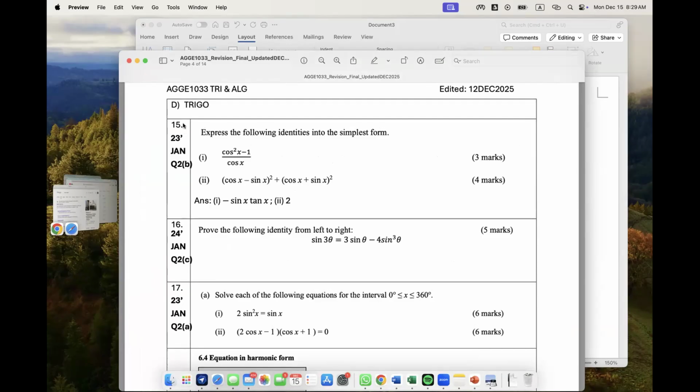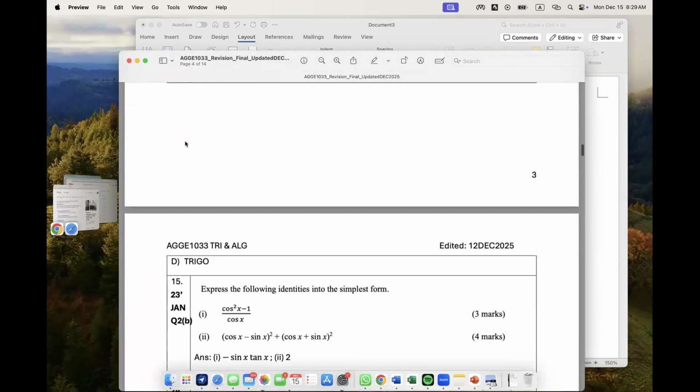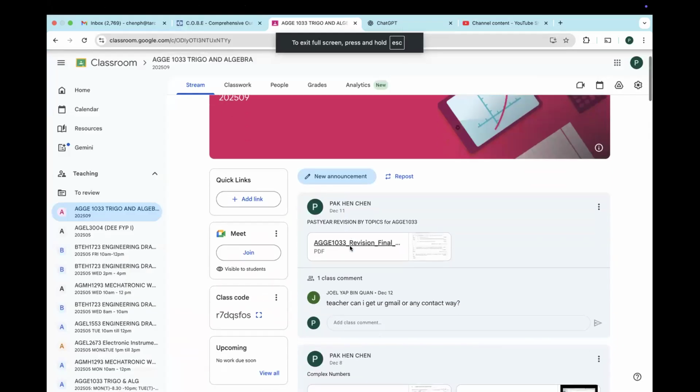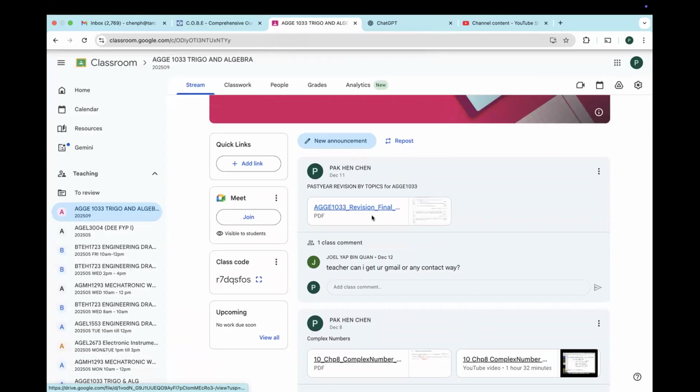Starting from this question, I have uploaded this revision question to the Google Classroom, isn't it? Have you seen this question? Okay. But do you know where this question is? I think it's the latest one. It's the latest stream in our Google Classroom, and that's the one.